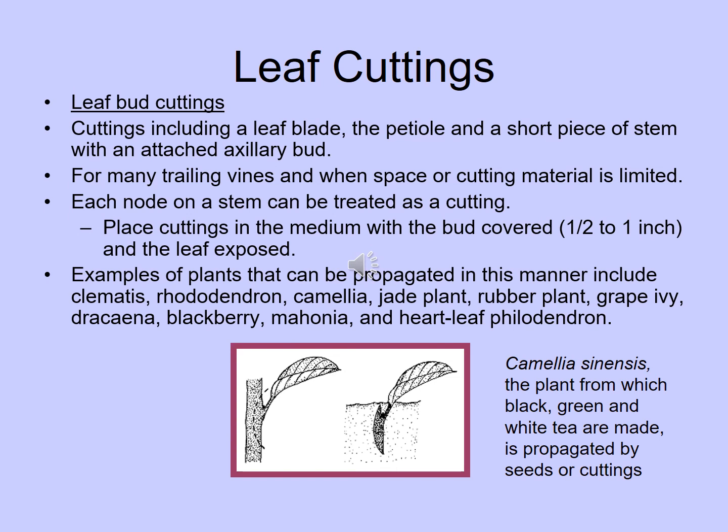You probably won't be doing this in this class, but if you do become a propagator in the future, you'll be using a variety of techniques. Certain species respond to certain types of propagation methods, and I brought up this one because it is the main way that Camellia sinensis is propagated, and that's the Camellia species that all teas come from. Black, green, white tea are all made from Camellia sinensis, and this is the method, a leaf bud cutting, that they use to propagate those plants.